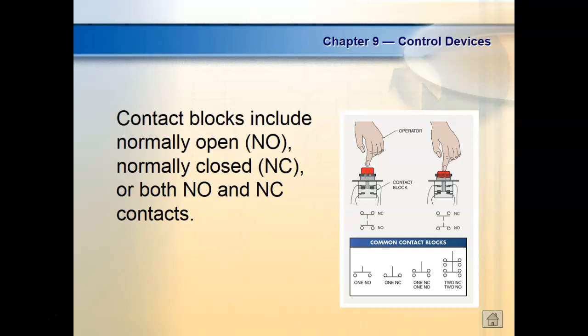So this right here is one normally open contact, one normally closed contact. This would be a single pole, double throw. And then two normally closed and two normally open would be a double pole, double throw.